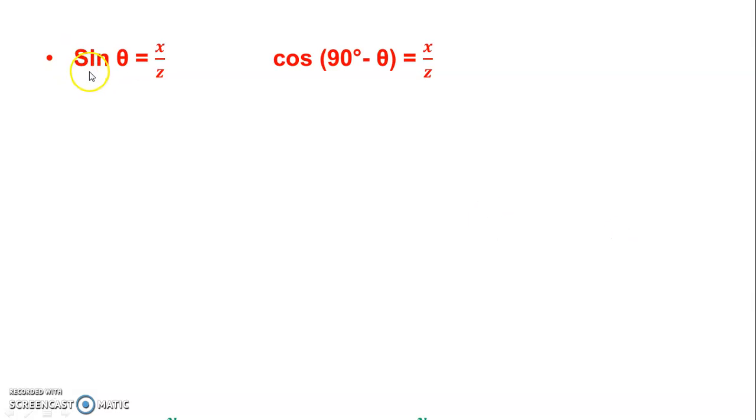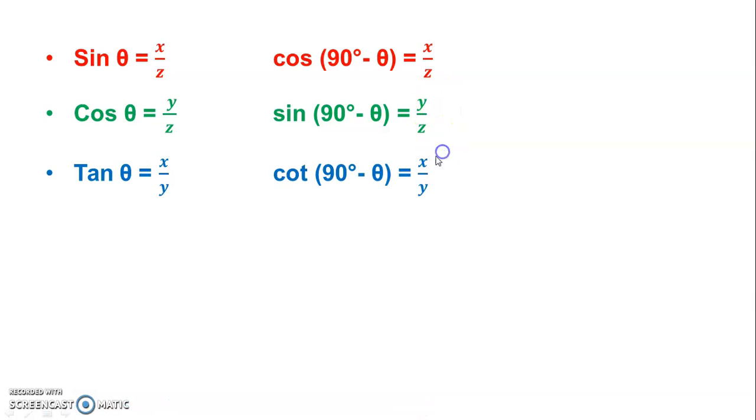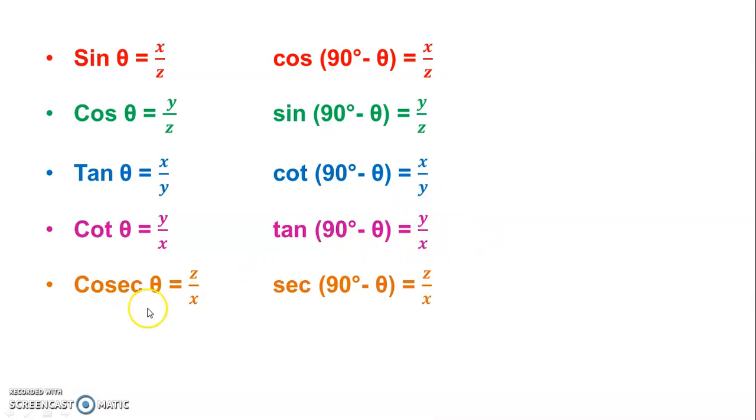So we can see that sin theta and cos of 90 degree minus theta are the same, which is x by z. Cos theta and sin of 90 degree minus theta are the same, which is y by z. Tan theta and cot of 90 degree minus theta are the same, which is x by y. Cot theta and tan of 90 degree minus theta are the same, which is y by x. Cosecant theta and secant of 90 degree minus theta are the same, which is z by x. Secant theta and cosecant of 90 degree minus theta are the same, which is z by y.